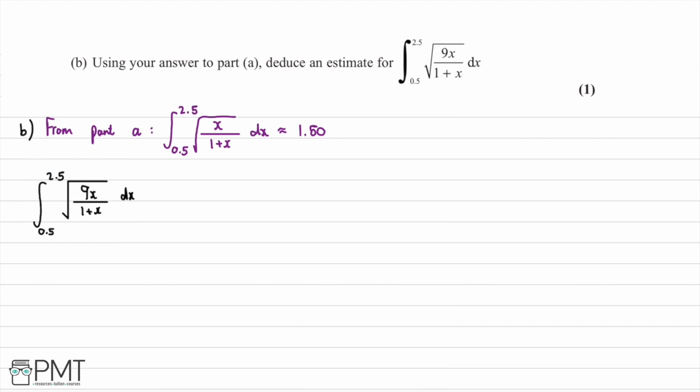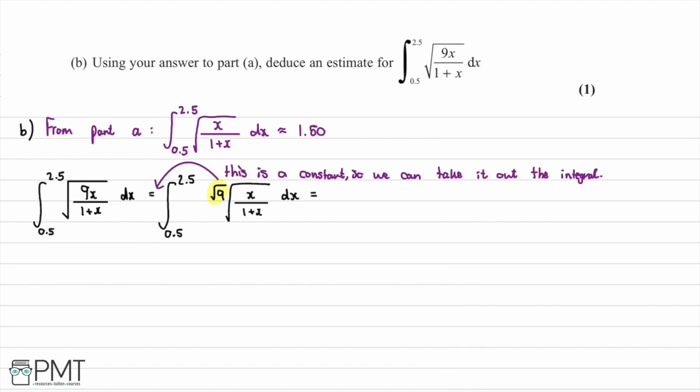So one thing we notice, the only difference here is that we have the coefficient in front of the x: we have a 9 in this one, whereas we have 1 here. But we know if we're integrating a constant, we can take it out of our integral. So this is going to be equivalent to the integral from 0.5 to 2.5 of the square root of 9 multiplied by x divided by 1 plus x, and we have our square root there still, integrated with respect to x. And since this root 9 is a constant, we can take it out. So I'll just write in here, this is a constant, so we can move it out of the integral.